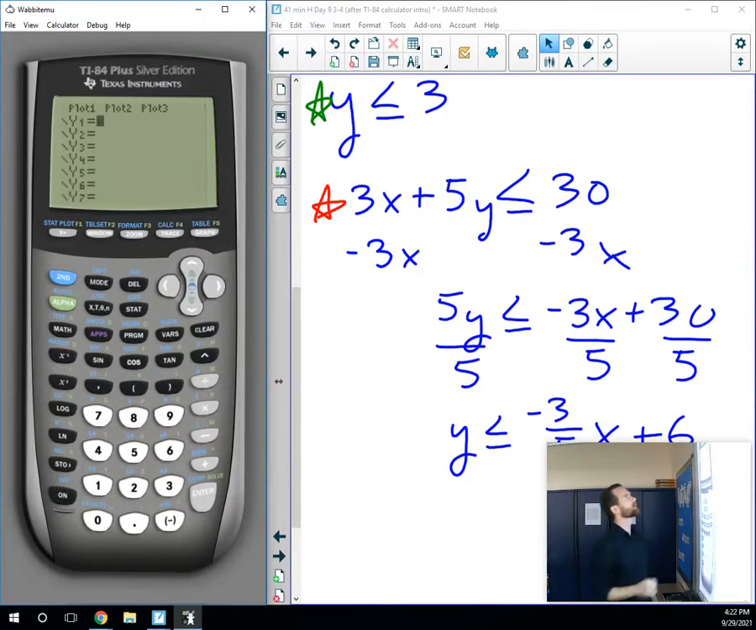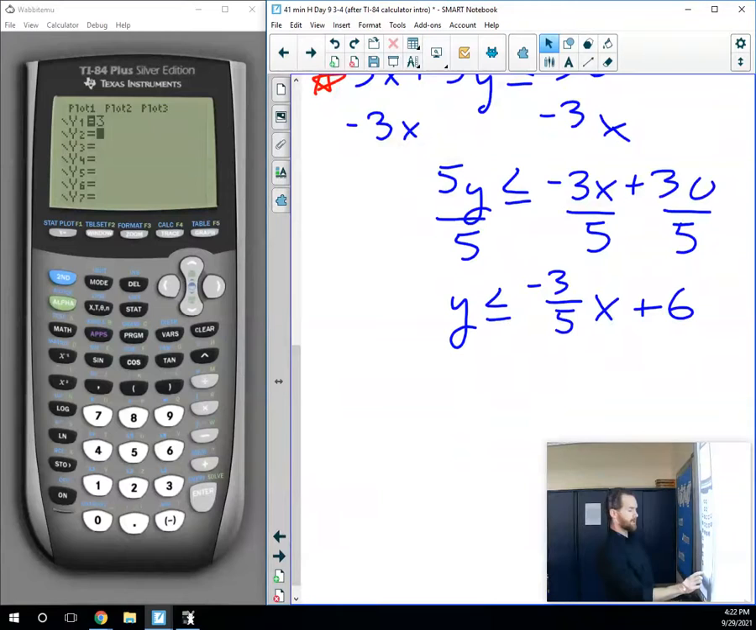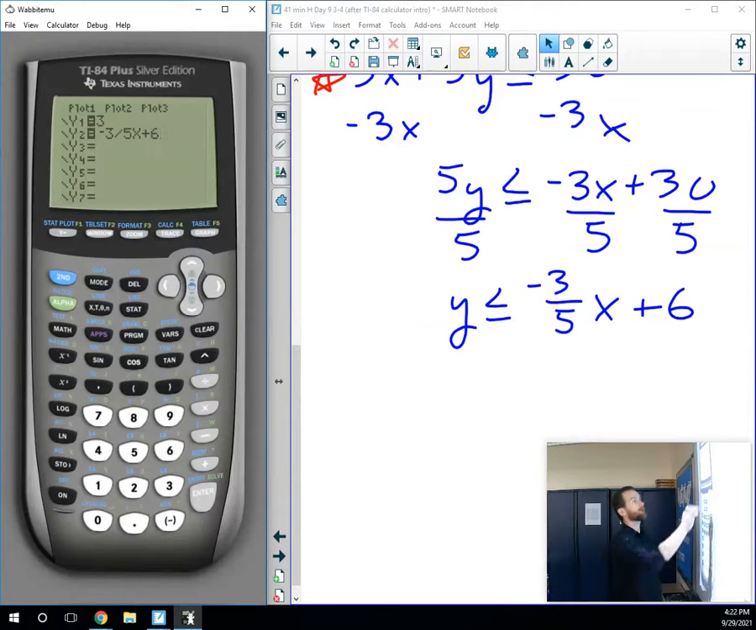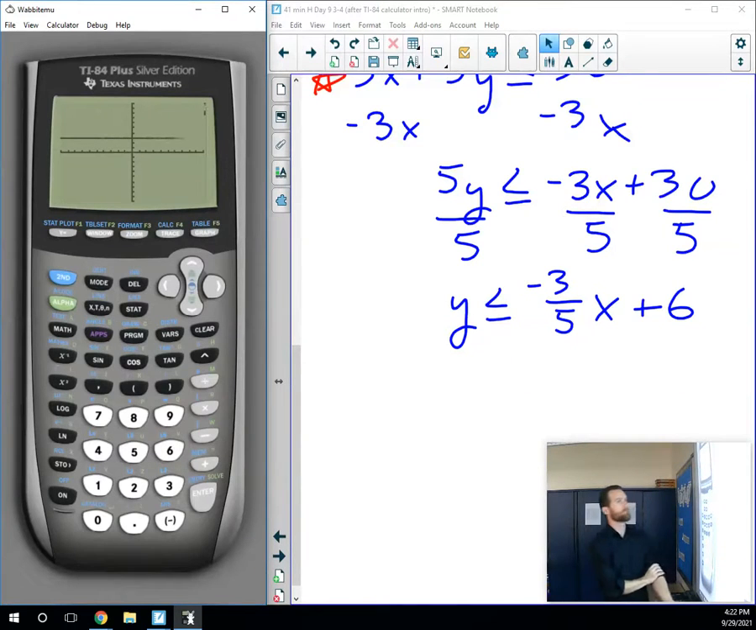Let's hit y equals. Y1 will be 3. There actually is a way to change this equal sign to a less than or greater than, but I think it's more trouble than it's worth, to be honest with you. I'm just going to leave it as an equal. If you want to mess around with that, by all means, go for it. The next one is negative 3 divided by 5x plus 6. And then we hit graph. And there is our feasible region. Or rather, that's the graph.